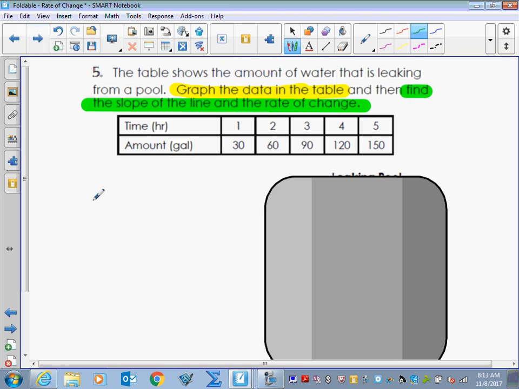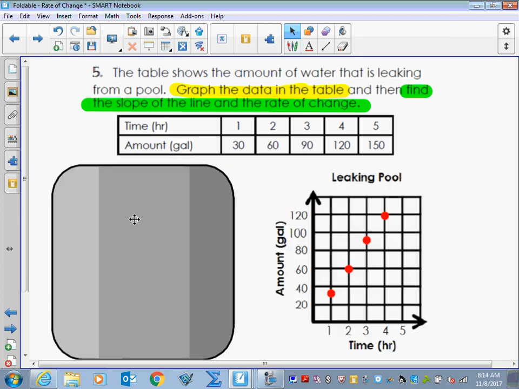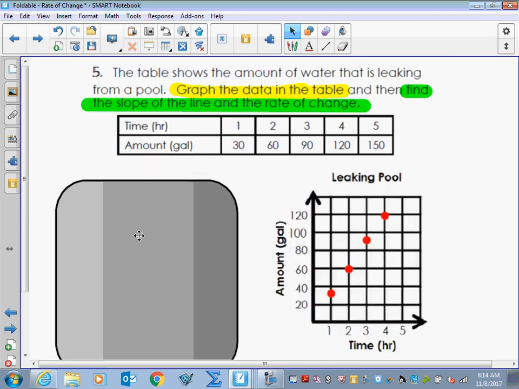All right, so it says the table shows the amount of water that is leaking from a pool. Graph the data in the table and then find the slope of the line and the rate of change. Now notice they said slope of the line and rate of change. So would they be the same number? The slope of the line and the rate of change?